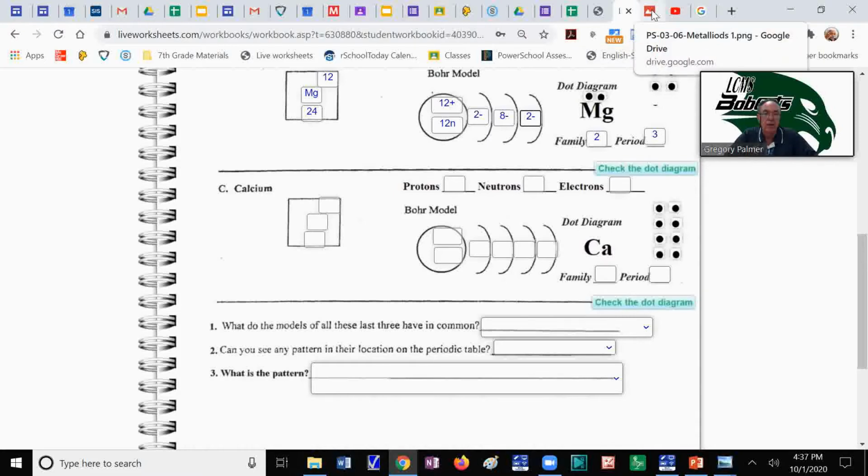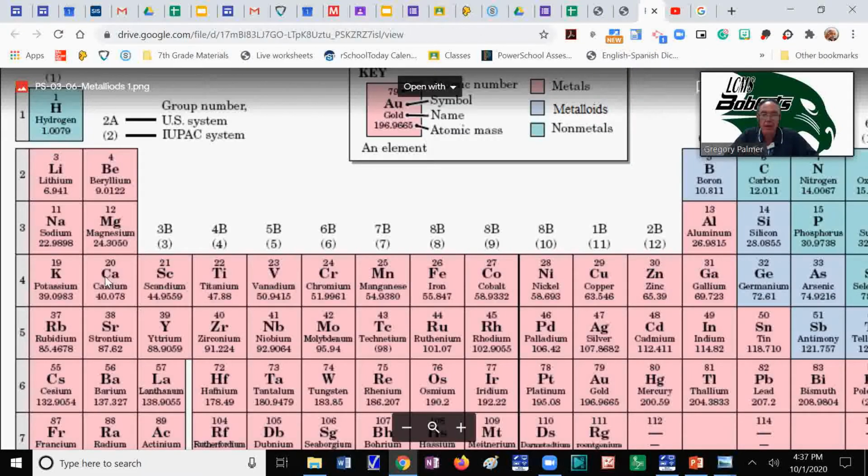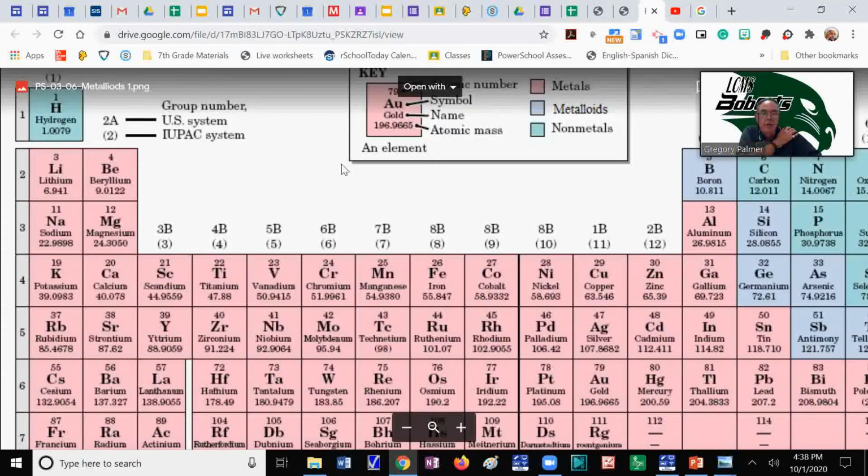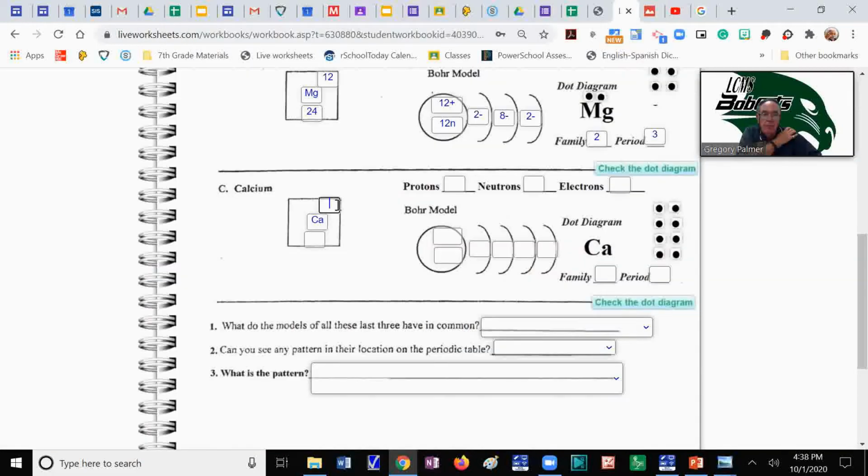Calcium, we're going to look at the periodic table, and right here, there it is. The 3 elements were right in a row: beryllium, magnesium, and calcium. So we're going to see that calcium is Ca. And when we look at the periodic table, it has an atomic number of 20 and a mass of 40. Put an atomic number of 20 and a mass of 40.